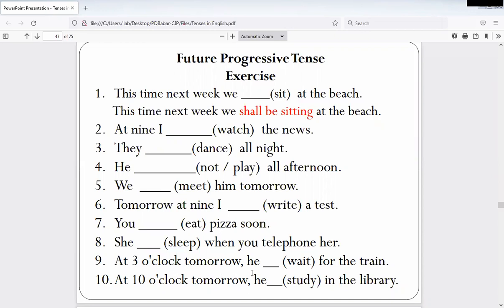At 3 o'clock tomorrow, he will be waiting for the train. So this is also the future prediction.